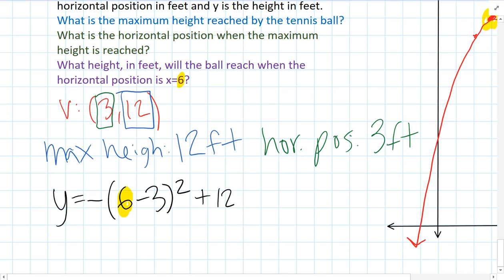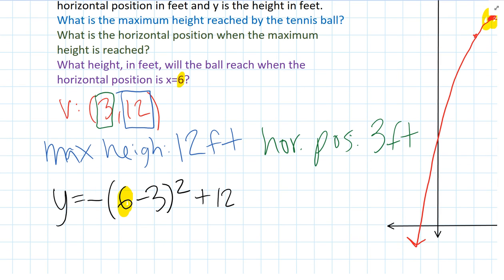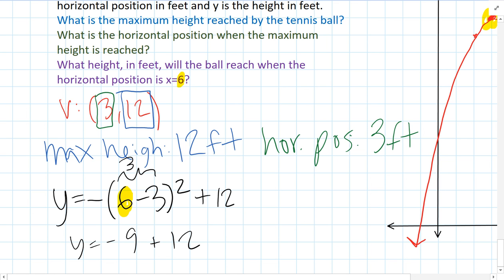And then I'm just going to simplify this down, so I'm going to do the inside of the parentheses first. This is 3, and then I'm going to square that. 3 squared is 9, so y is -9 plus 12. So that means that my vertical position when I'm at a horizontal position of 6 feet is going to be 3 feet.